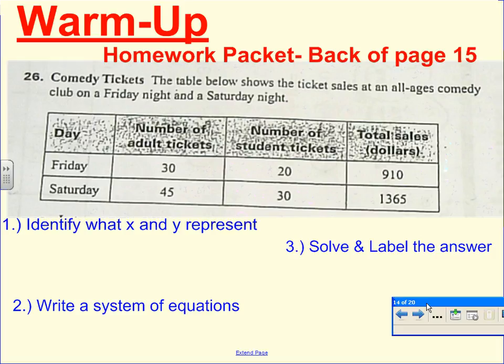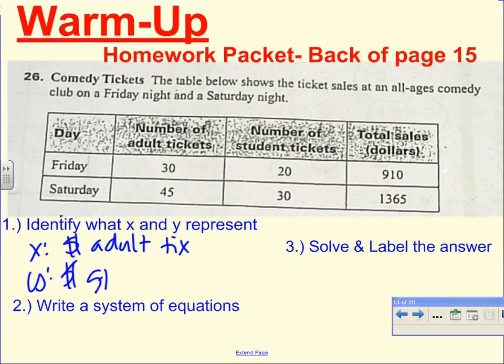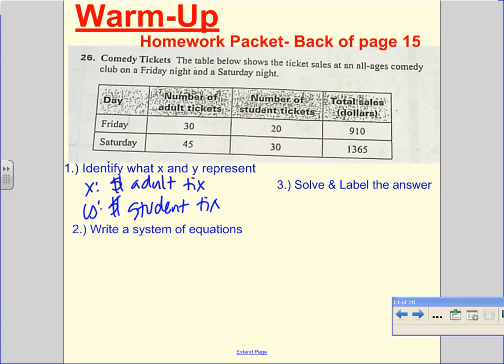Part A tells us, let X represent the cost in dollars of adult tickets. So I want you to write down for Part A, the cost of adult tickets. I'm going to abbreviate tickets. And then let Y represent the cost of student tickets. So that's pretty easy for Part A. Label X, label Y. Part A on yours also says, write a system of equations to model this scenario.